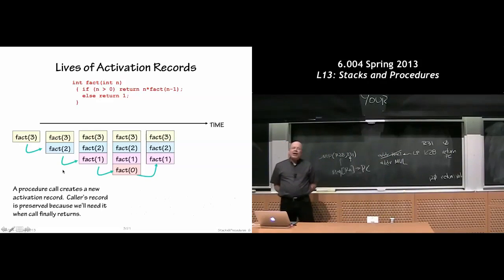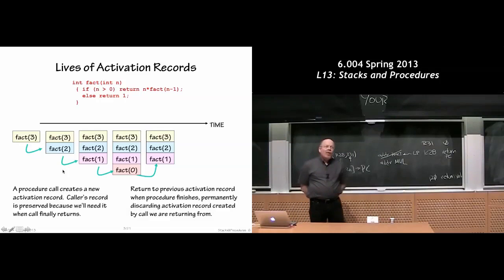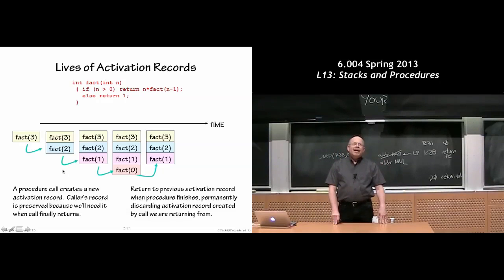And then finally, when I start returning, when I'm finally done with the procedure, I stick the answer into R0, and then I can get rid of that activation record. I'm done. Fact of 0 is done now. Fact of 0 has finished its job completely. It's put its answer into R0. That's the residue of its life.